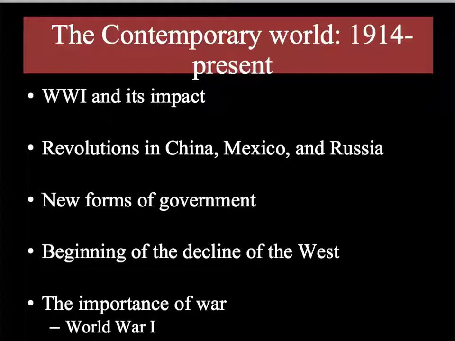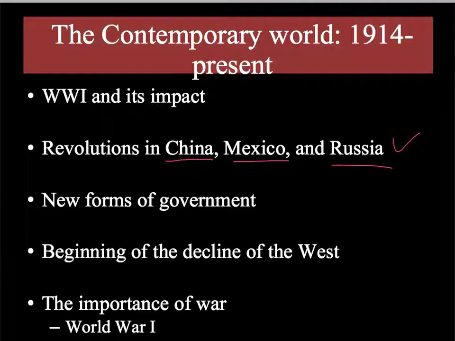World War I was an event that sets the beginning of this new period. It was caused by imperialistic and nationalistic impulses in the West. It was extremely destructive and it reshaped power relations. Other major events that marked the beginning of this period were revolutions in China, Mexico, and Russia, which basically led to the reshaping of societies and the emergence of new forms of government.